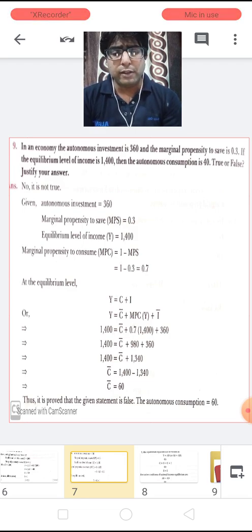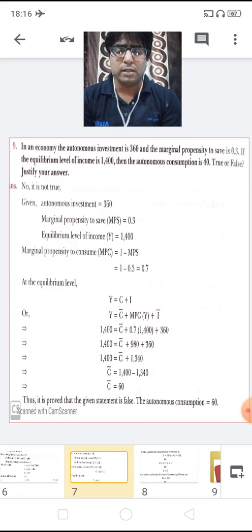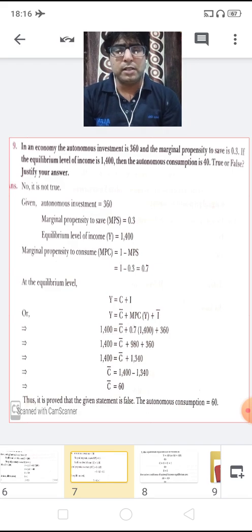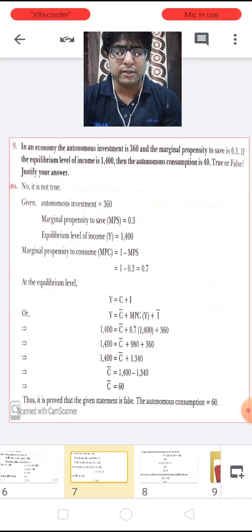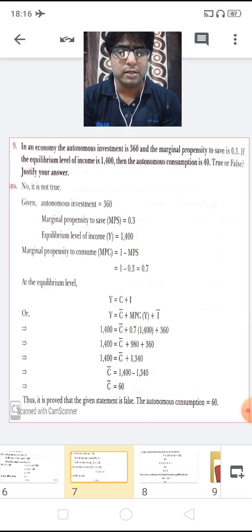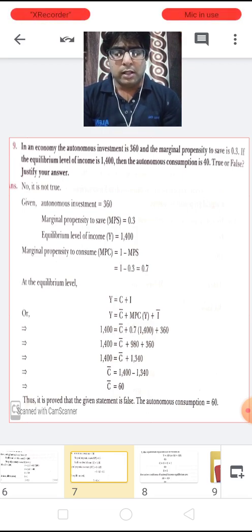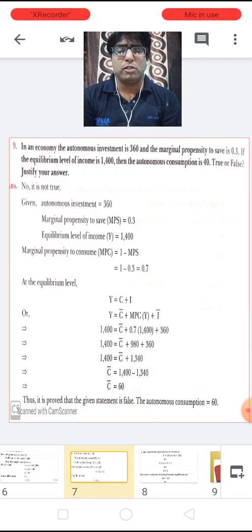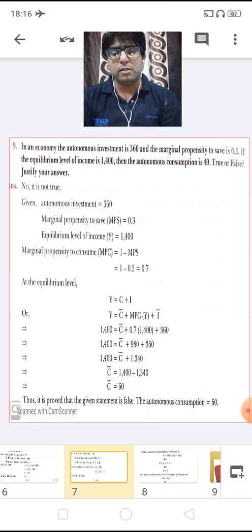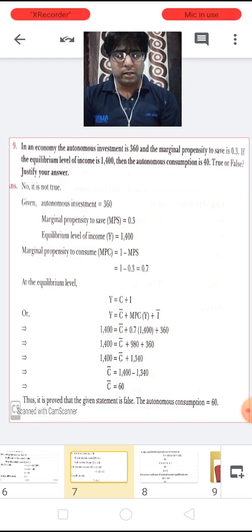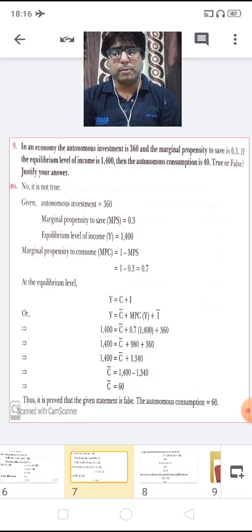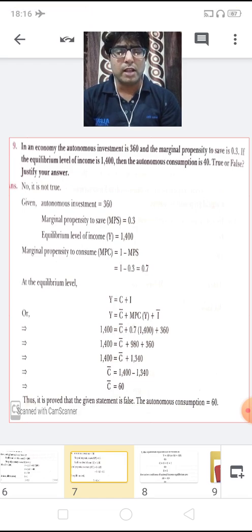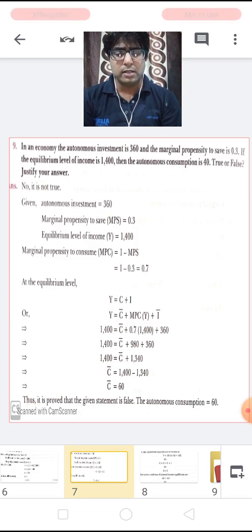So if the value of MPS is given to us, we can find out the value of MPC by applying the formula 1 minus MPS. So MPC is 1 minus 0.3, which is 0.7. Now we know that at equilibrium level of income, aggregate demand is equal to aggregate supply, or C plus I is always equal to Y. So by putting the consumption equation in place of C, we get Y equals autonomous consumption plus MPC under bracket Y plus autonomous investment, that is I bar.